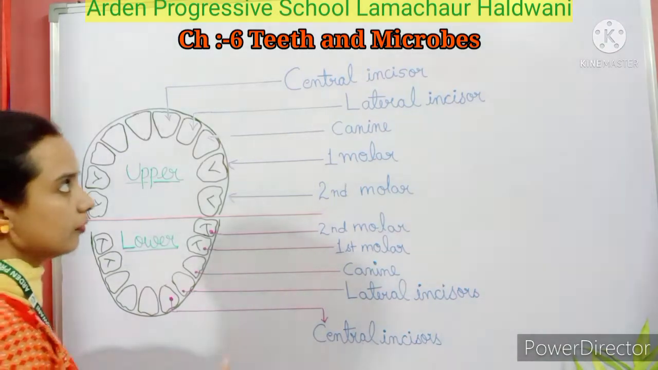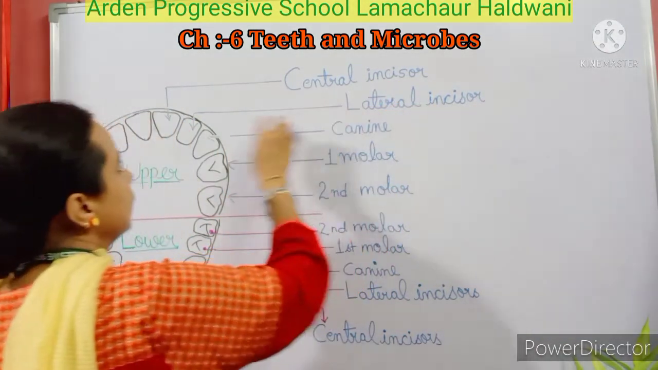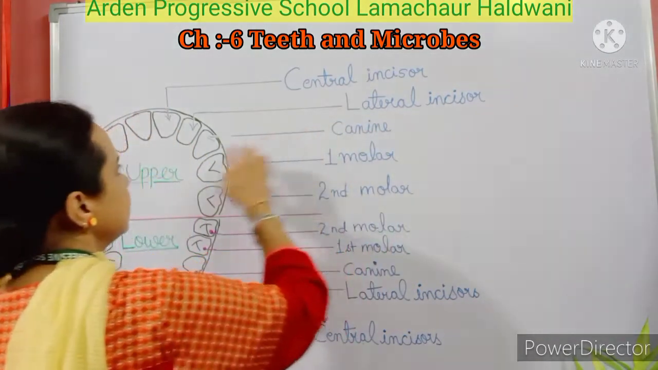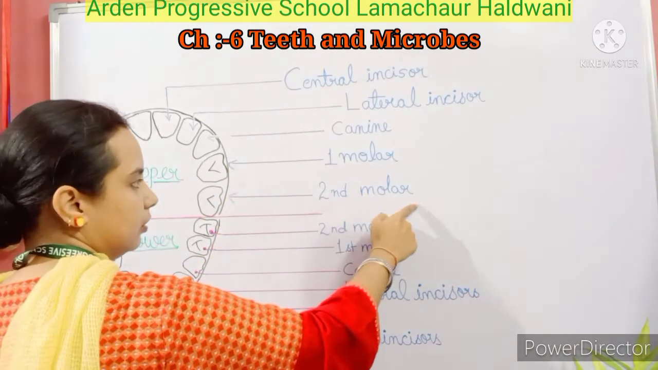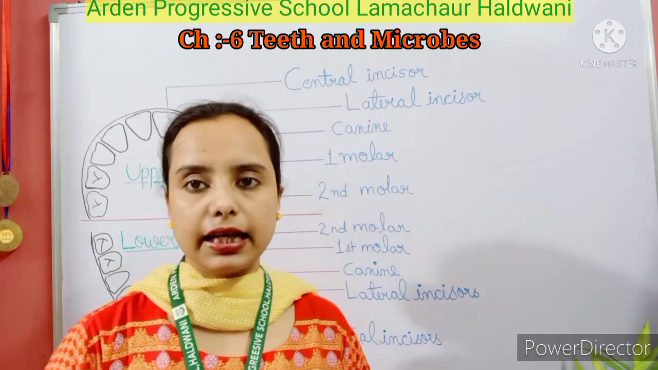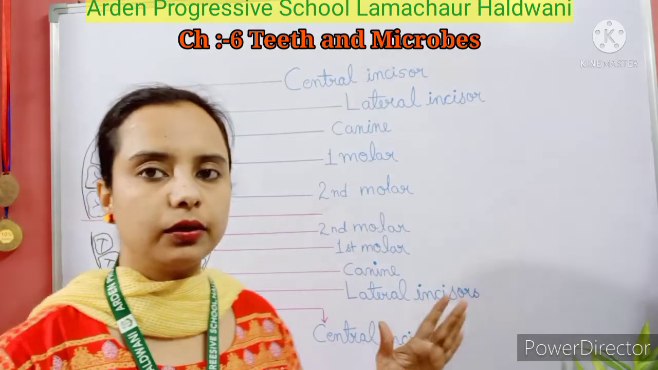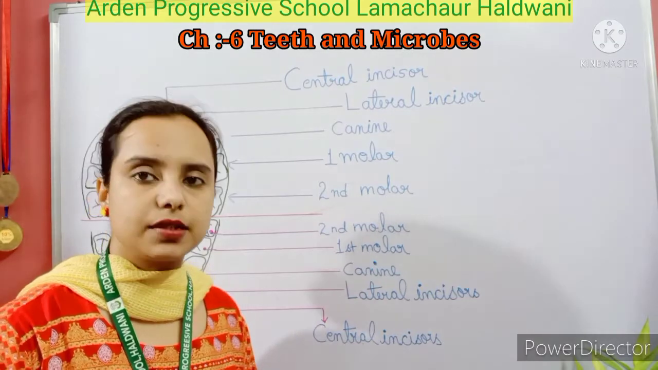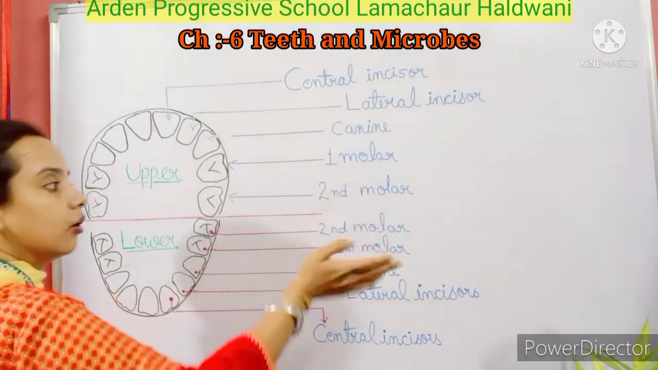Here, first the central incisors, these two, then these two are the lateral incisors, then the canines, the first molar, the second molar. In the previous video I explained that there are incisors, canines, premolars and molars. Here you can see that premolars are absent. In babies premolars are absent.